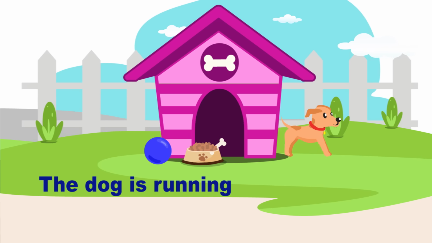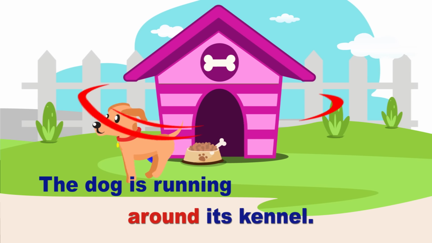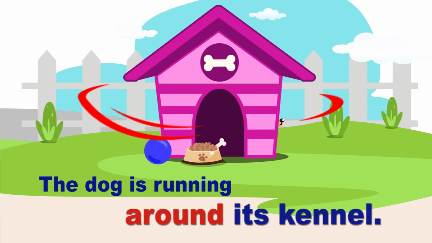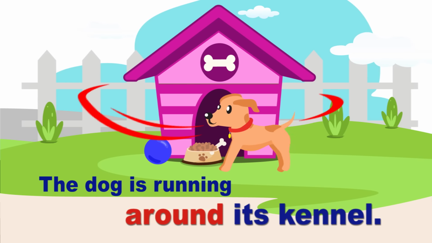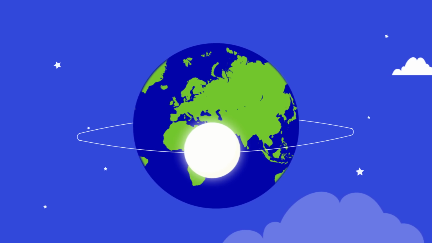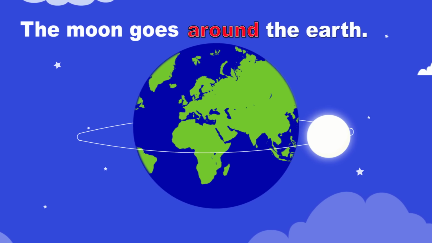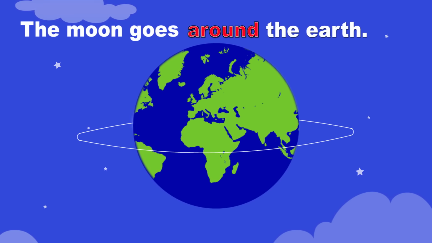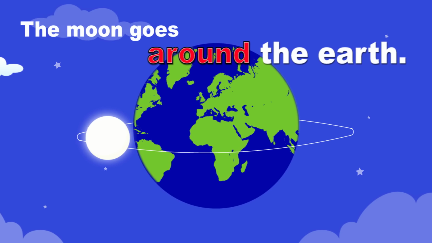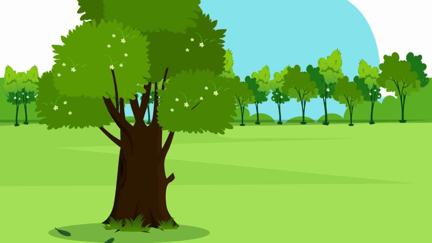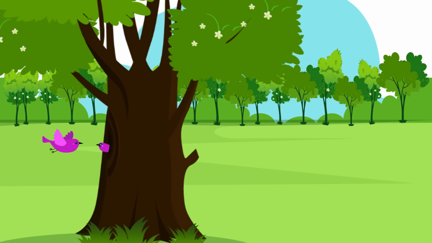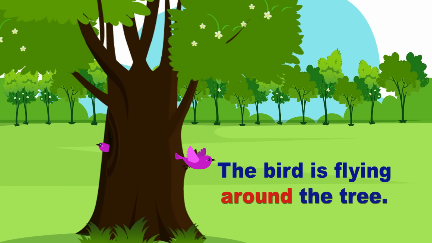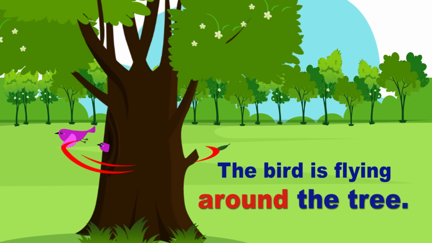The dog is running around its kennel. The moon goes around the earth. The bird is flying around the tree.